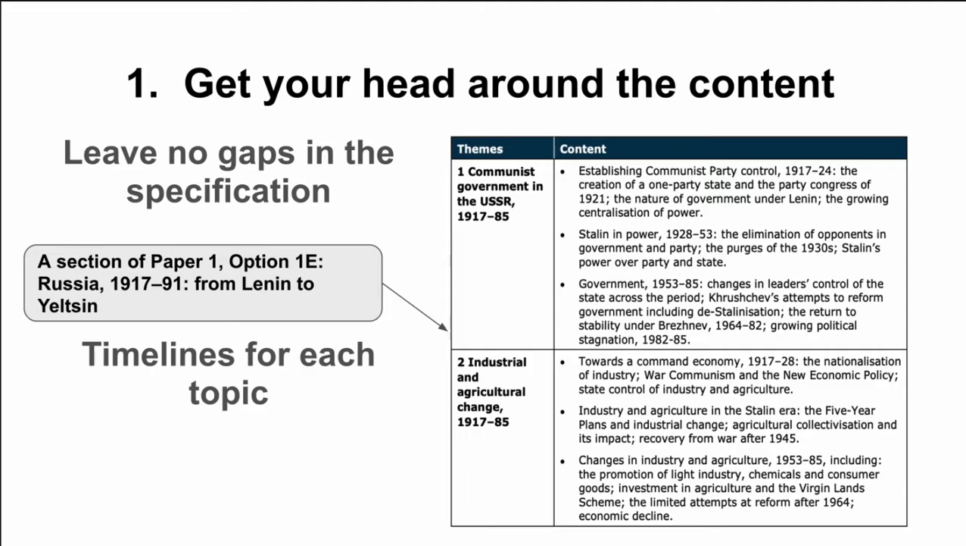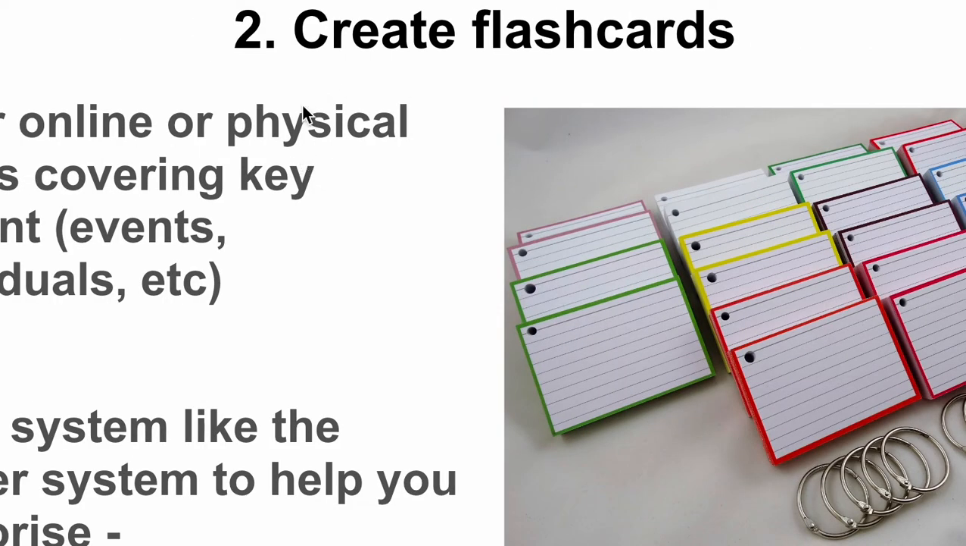So I've just got an example of part of a specification for an Edexcel paper from Russia, Lenin to Yeltsin. So you should be able to find the paper that you're studying and make notes on each of those bullet points, because generally the essays in the exam are based around those bullet points. So that's the first thing, get your head around the content.